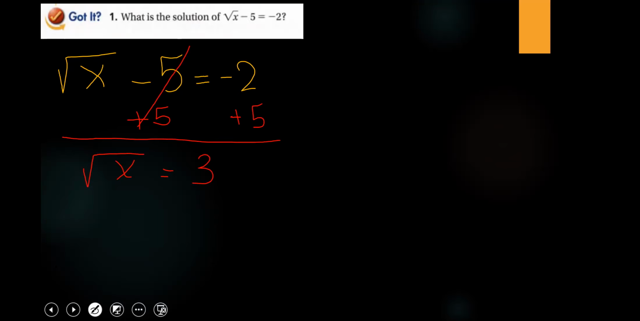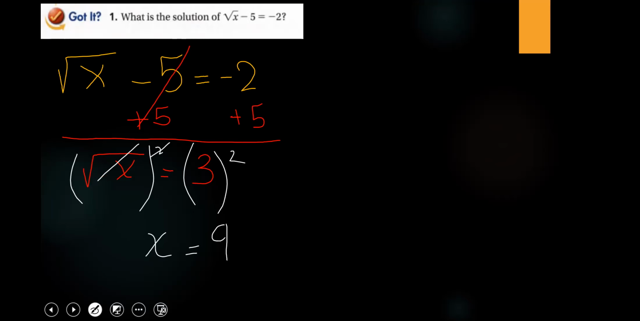Then after that, let's square the first term and square the second term, because I want x only. Then it will be x equals 3 squared, which is 9. Bravo.